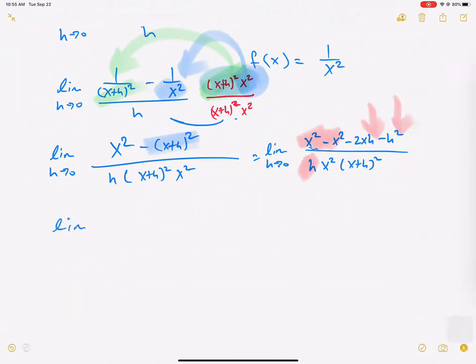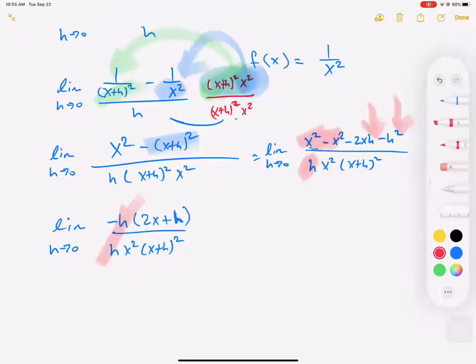Writing it back to the left, limit, h goes to 0. I'm going to copy the h out so you can see it. Actually, I'm going to copy a negative sign. Negative h, and we're left with 2x plus h, over h times x squared times x plus h squared. Is that a 1 or an h? That's an h, because it was h squared. So now we see that the h's can divide out. Limit, h goes to 0 of negative 2x plus h over x squared times x plus h squared.